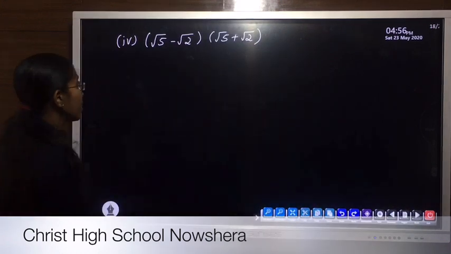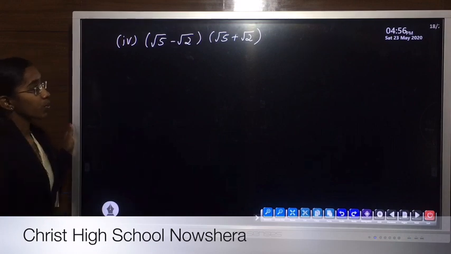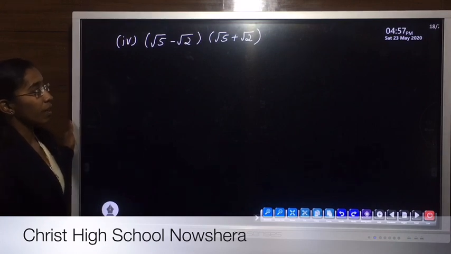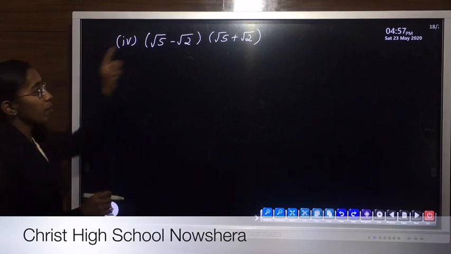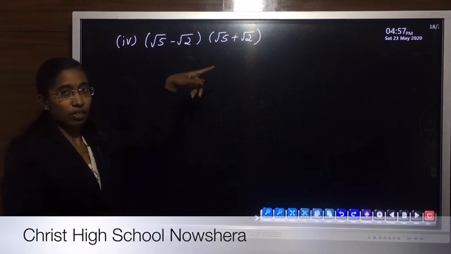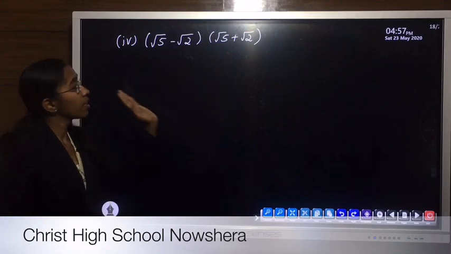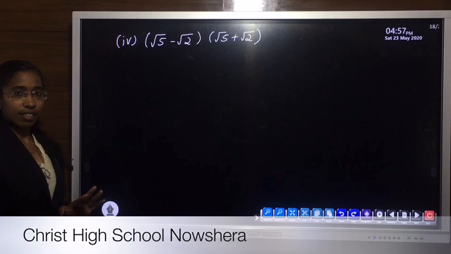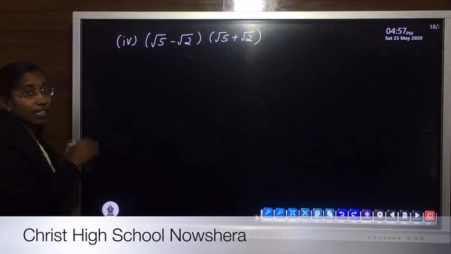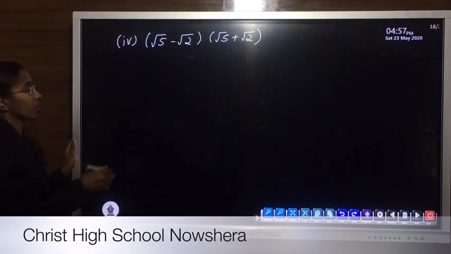And the fourth question, root 5 minus root 2 into root 5 plus root 2. This is also root a plus root b into root a minus root b, or you can take a plus b into a minus b. That equation also, both equations are correct. So here I am taking a plus b into a minus b equation.